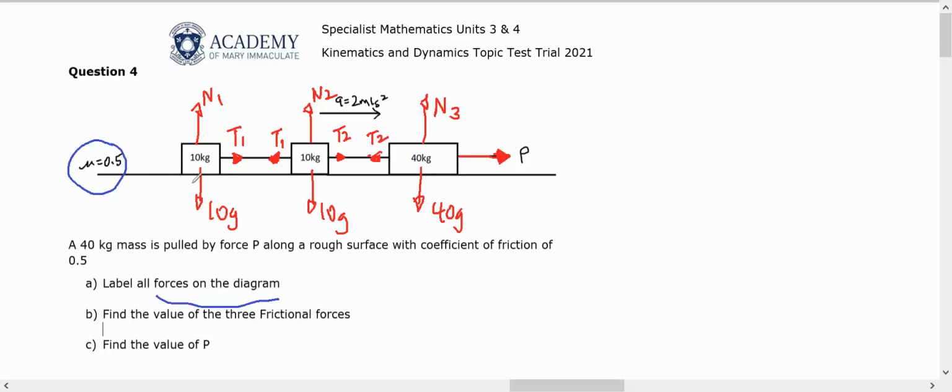This back object on the ground will give me friction, which will be 0.5 times N1. In this middle mass, we'll also have friction going as the opposite direction of motion, which is 0.5 times N2. And this one will also have friction, which is 0.5 times N3. So they're all the forces that I have that's going on in this particular situation.